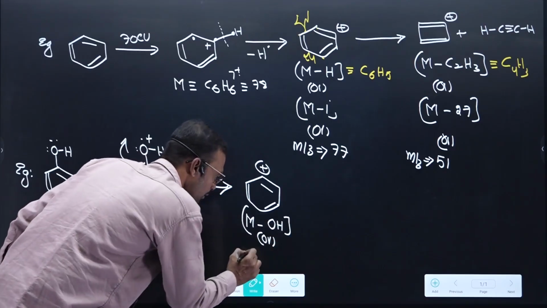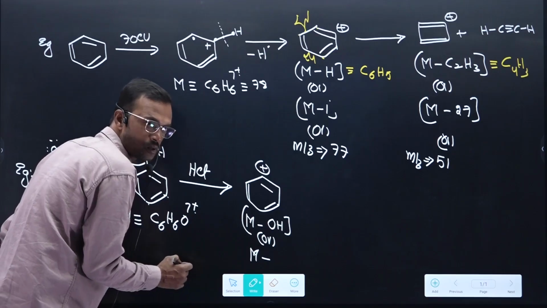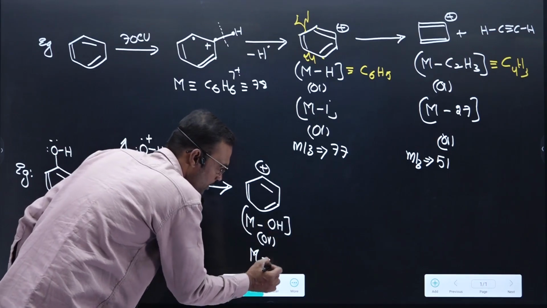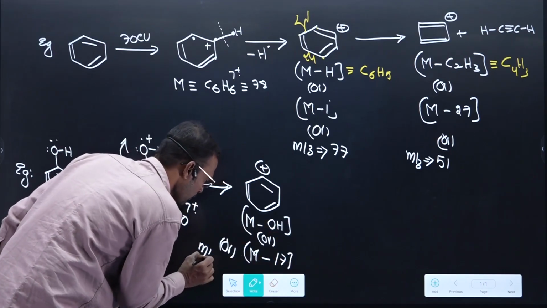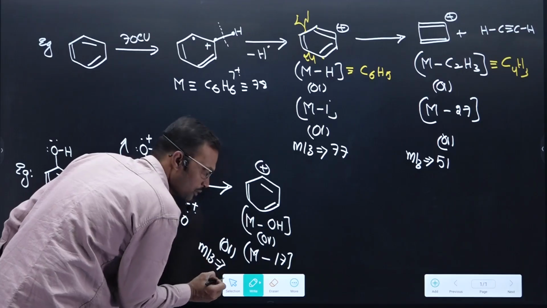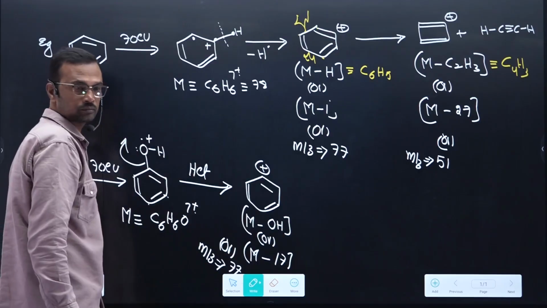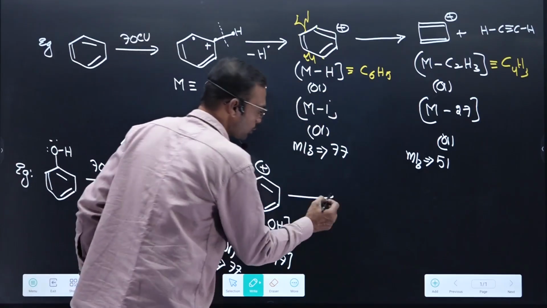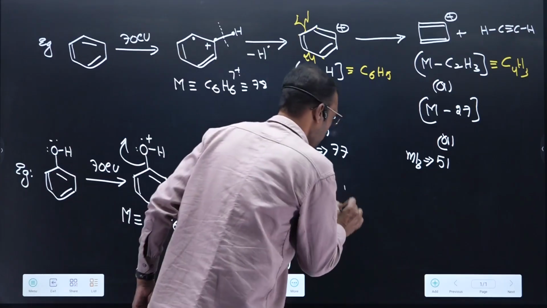Then we can also write one more way. M minus. What is the mass of OH? Every oxygen 16. 16 plus 1, 17. Then what about the MZ value of this one? Already given just now, the benzene MZ value, 77. Now in this one I would like to remove one triple bond. If I remove triple bond, I will get this one.